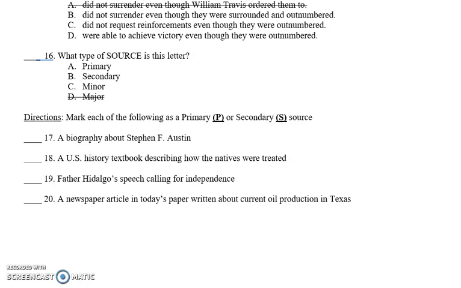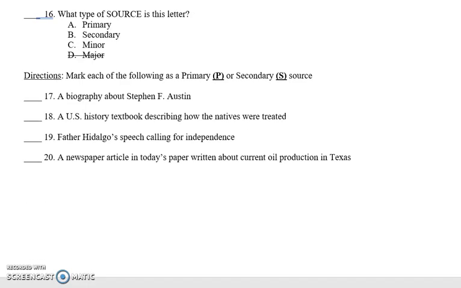Directions. Mark each of the following as a primary or secondary source. Question 17. A biography about Stephen F. Austin. Is it primary or secondary? Mark it with a P or an S. Question 18. A U.S. history textbook describing how the natives were treated. Question 19. Father Hidalgo's speech calling for independence. Question 20. A newspaper article in today's paper written about current oil production in Texas.